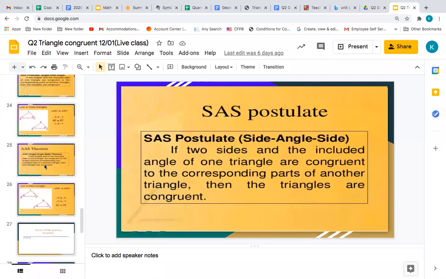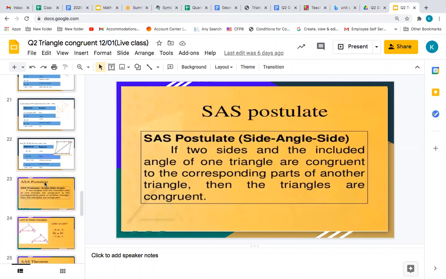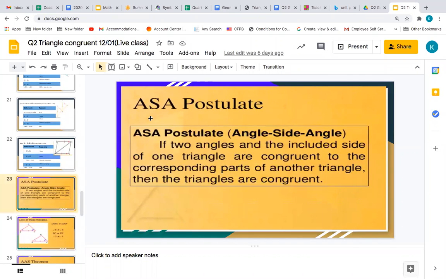Now we are going to look at the angle-side-angle postulate. What is it? It's pretty much the same thing as side-angle-side. Like the included angle, in here it's vice versa: we have two angles, and in between those two angles you're going to see a side. That's what we call angle-side-angle.